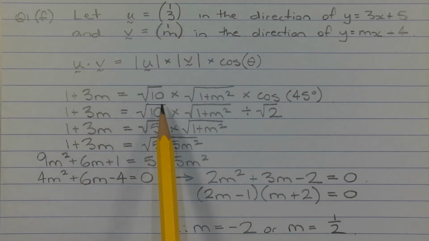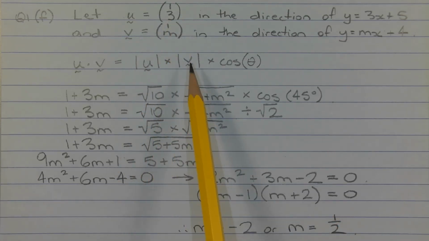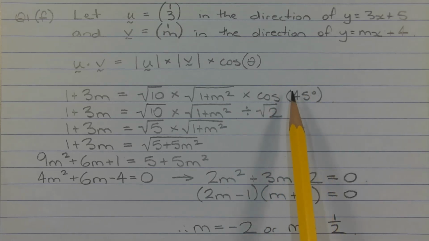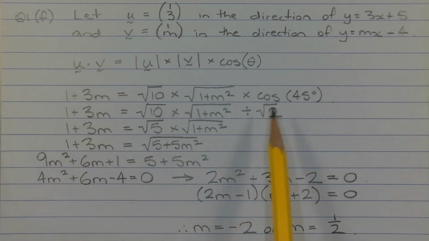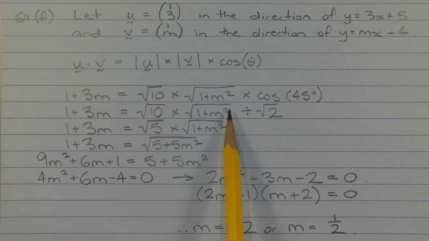The magnitude of u is the square root of 10, using Pythagoras' theorem. Likewise, the magnitude of v is the square root of 1 plus m squared. We multiply that by the cosine of the acute angle between the two lines, so that's cos 45 degrees. We can simplify this a little bit. Cos of 45 degrees is 1 over the square root of 2. So the equation becomes 1 plus 3m is equal to the square root of 10 times the square root of 1 plus m squared, divided by the square root of 2. That's equivalent to multiplying by 1 over root 2.